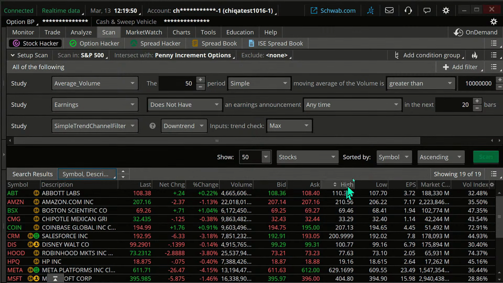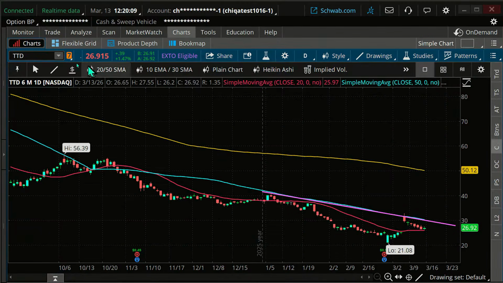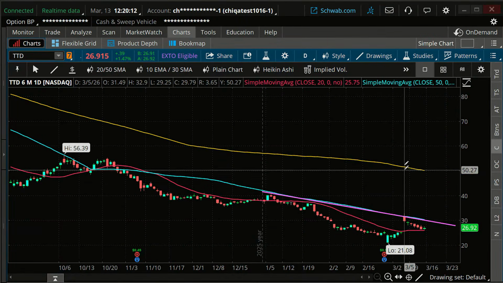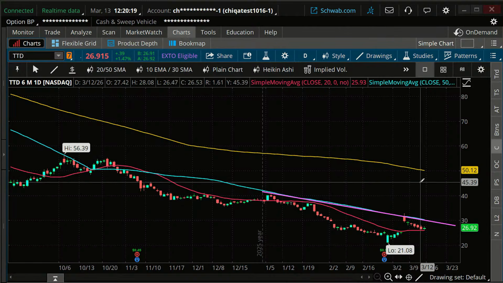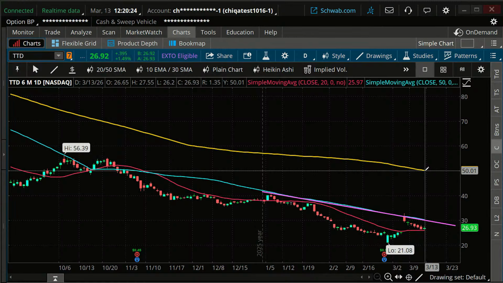It took those 60 stocks and narrowed it down to 19. You can make it uptrend or downtrend. I made it downtrend. And it gives you different trend checks. This max trend check. You may have noticed, like when we looked at TTD, it was on the list earlier. It's still there, yeah. If you go to TTD, I have this other moving average that I don't typically have on there, and that's the 200-day moving average, because basically what it's saying is the 20 days below the 50 days below the 200-day moving average there, okay?